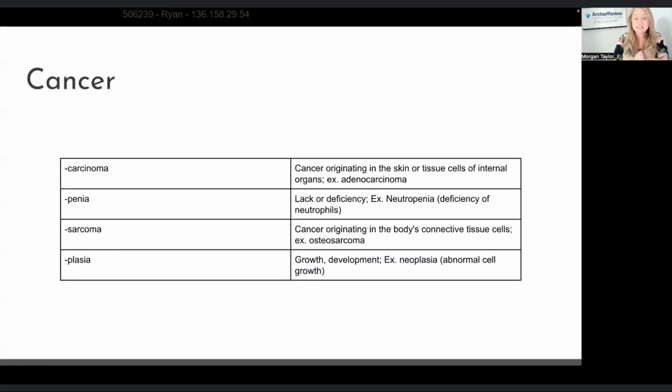When we see a disease and it ends in carcinoma, we know that that cancer is originating in the skin or tissue cells of internal organs. Versus if we see a word ending in sarcoma, that cancer is originating in the body's connective tissue, like that osteosarcoma in the bone. Now, words ending in penia, P-E-N-I-A, mean a lack of, a deficiency of. Neutropenia, not enough neutrophils. And plasia, kind of the opposite, is when we have excessive growth or development. So a neoplasia, an abnormal growth.